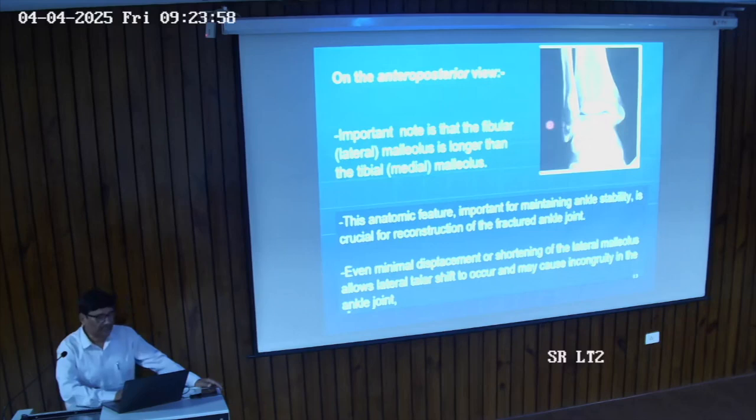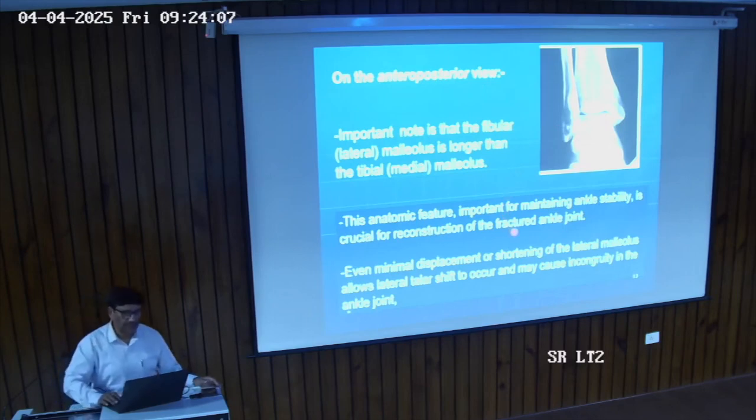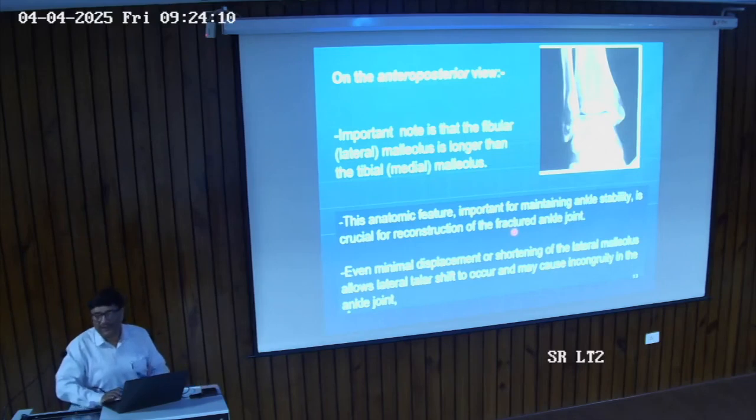So the important note is that the fibular malleolus is longer than the tibial malleolus, or the medial malleolus. This anatomic feature, important for maintaining ankle stability, is crucial for reconstruction of the fractured ankle joint. Whenever we are doing surgery, we must restore this anatomy. Even minimal displacement or shortening of the lateral malleolus allows lateral talar shift, because along with these lateral ligaments it carries the talus also, and this will put indirect strain on the medial structures.